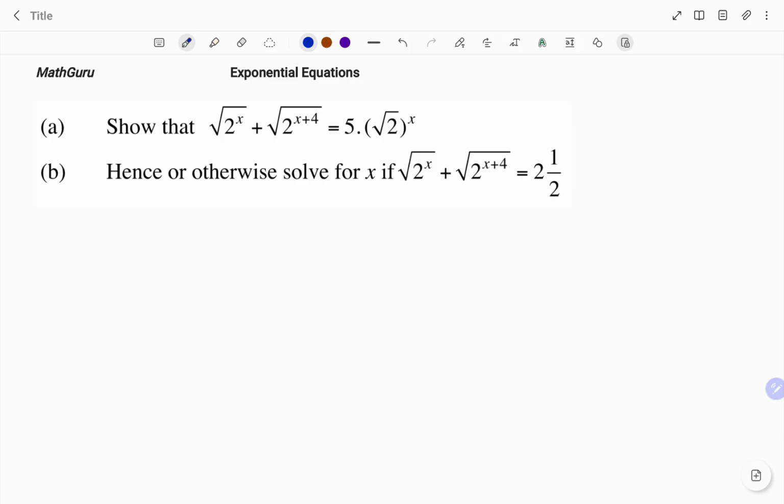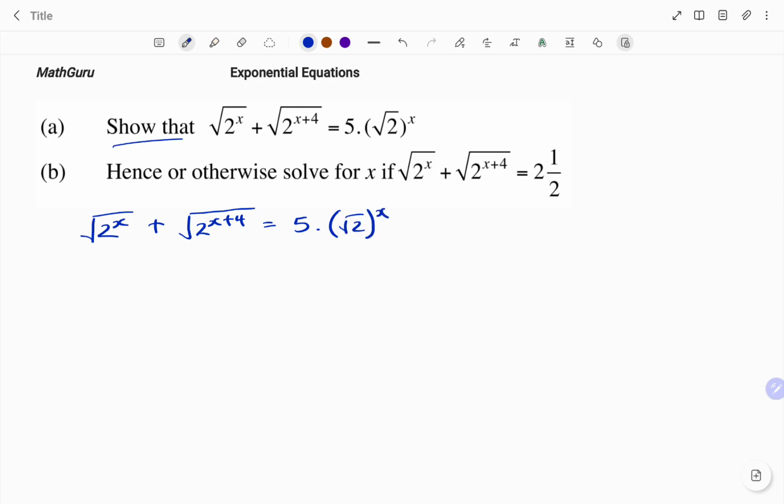We have: show that the root of 2 to the power of x plus the root of 2 to the power of x plus 4 equals 5 times the root of 2 to the power of x. I'm going to rewrite the question. I have the root of 2 to the power of x plus the root of 2 to the power of x plus 4 equals 5 times the root of 2 to the power of x.